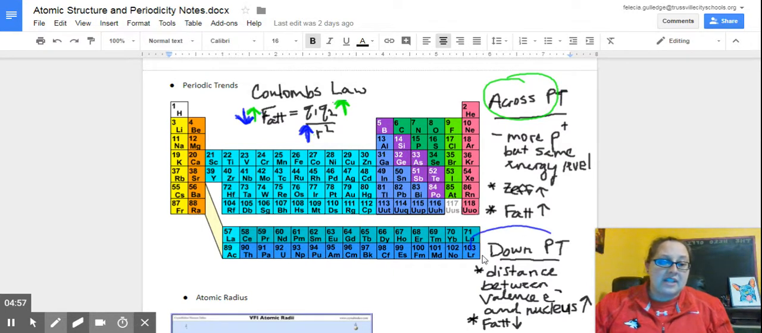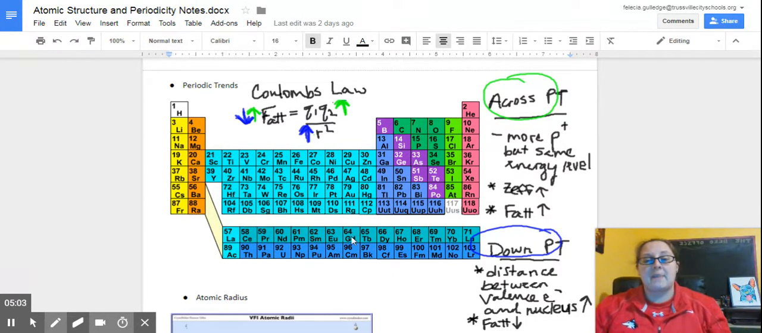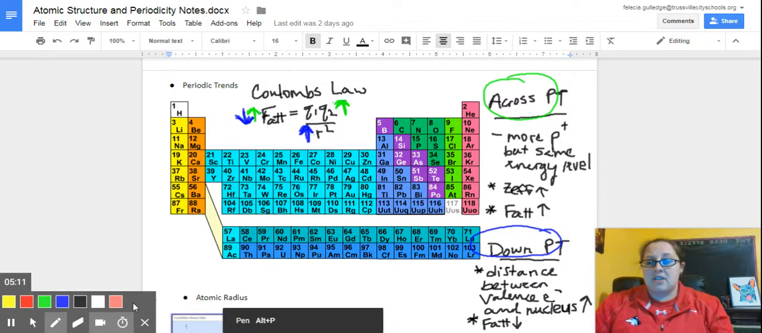Now that we understand this idea, you do have to talk about this stuff in your essay type questions for free response. Let's apply this knowledge to our periodic trends. So the first periodic trend we're going to talk about is atomic radius.